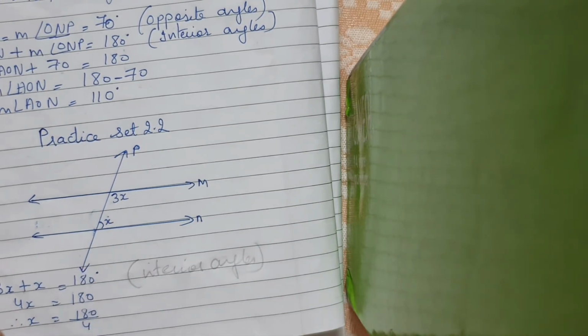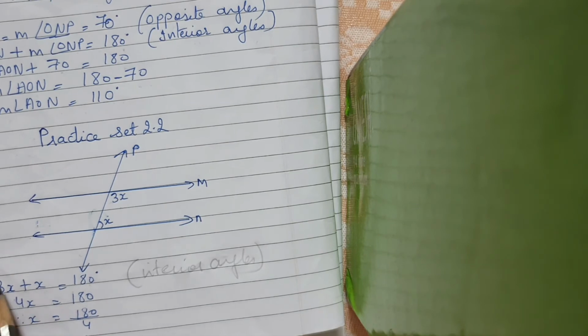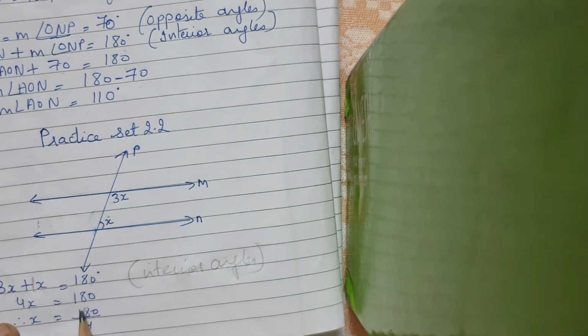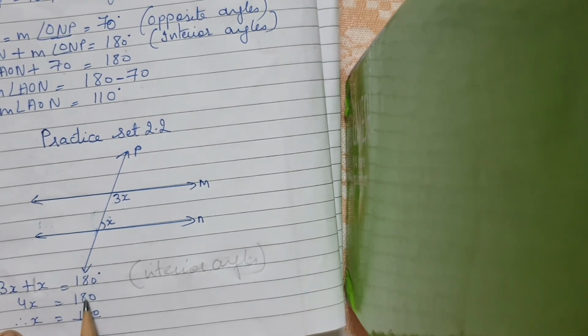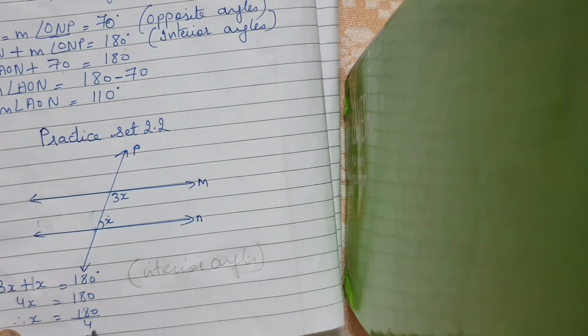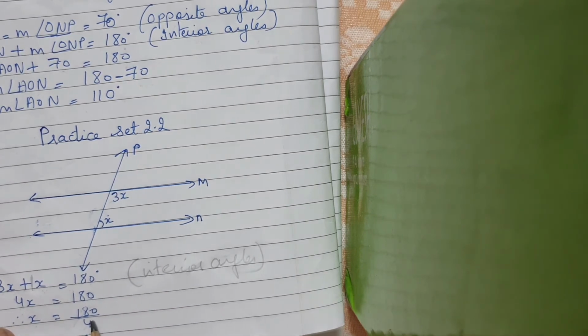They are interior angles. So 3x plus x will become how much? 4x. This is 3 and this is considered as 1. So 3 plus 1 is 4, and x is equal to 180. So 4x is equal to 180 you have to put, and 4 will come down because when multiplication goes to the other side it becomes division. So 4 will go here, then you have to cancel this. 1 4 is 4, 2 4s are 8, 3 4s are 12.